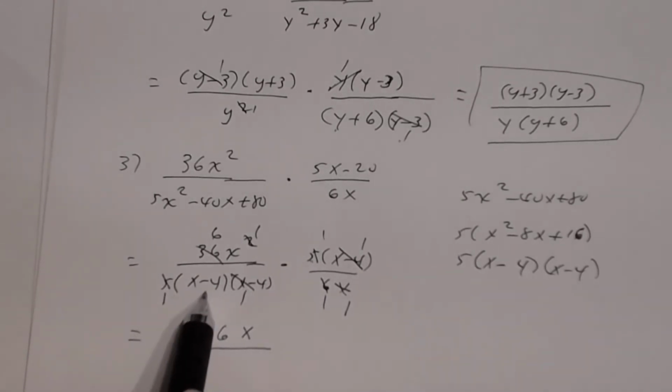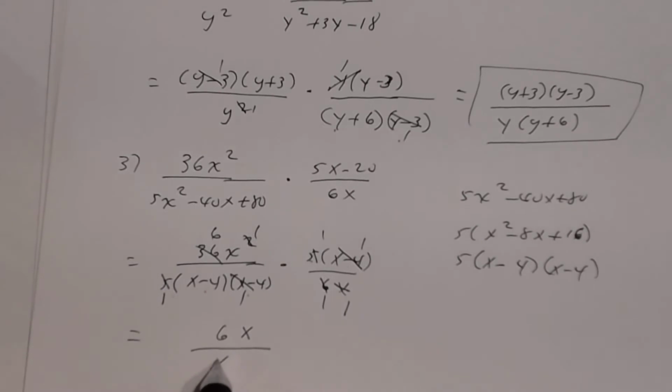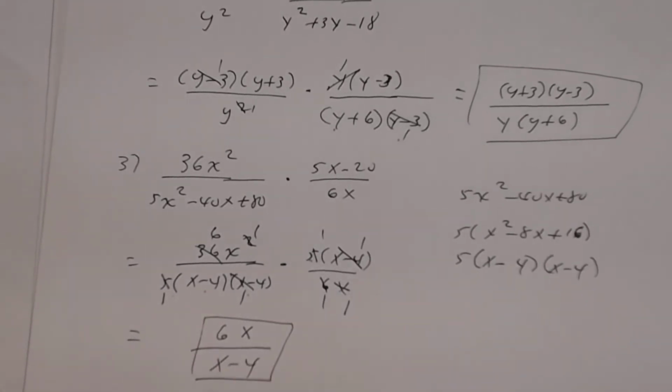And then 1 times x minus 4 times 1 times 1 times 1 is x minus 4. And so there's your answer. All right, so that's number 3. Okay, number 4. So again, in order to do those, you need to remember how to simplify rational expressions. That's really what you're doing for the most part. Okay, number 4, we have this.